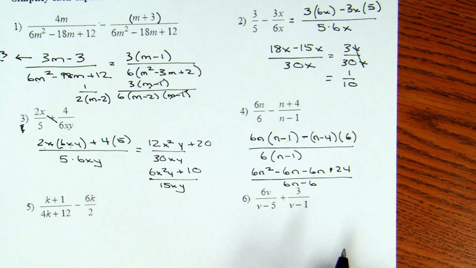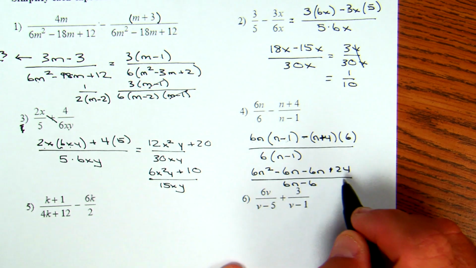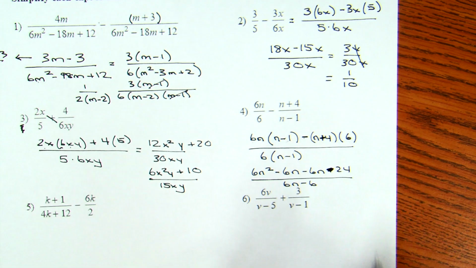Yes, ma'am? Why is it what? There we go. We'll get it right. So negative 6n, so it goes back to the minus 24. There we go. I got ahead of myself. 2 wrongs make a right. 3 lefts make a right.